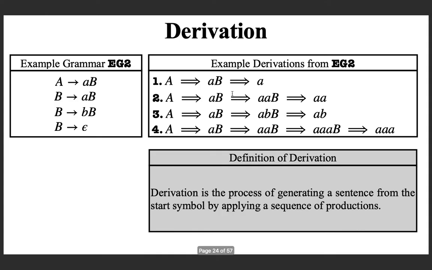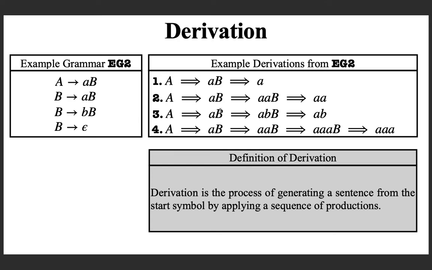And formally, derivation is the process of generating a sentence from the start symbol by applying a sequence of productions. For example, if you look at the third derivation, initially on the start symbol capital A, I applied the first production. So I can replace the capital A with small a followed by capital B. That's what I did here.